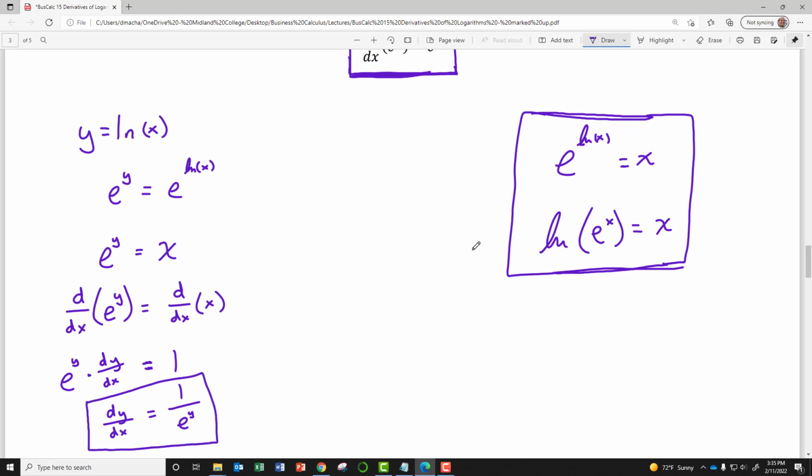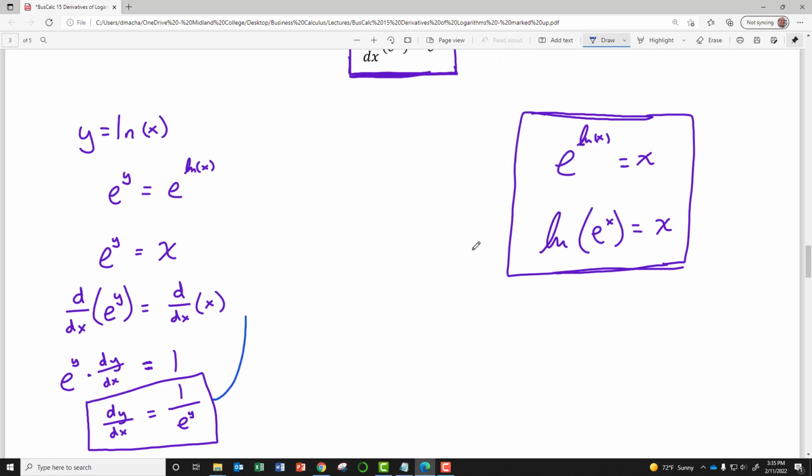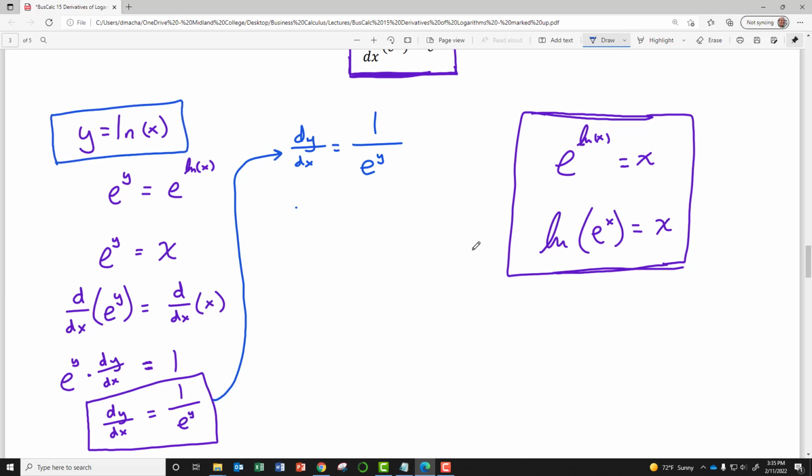And that's a pretty neat result. And maybe your brain is already jumping ahead of me, but I'll rewrite it up here. dy/dx is equal to 1 over e to the power y. But then we remember that we said y is just going to be natural log of x. So this lets me say dy/dx is equal to 1 over e to the power natural log of x.